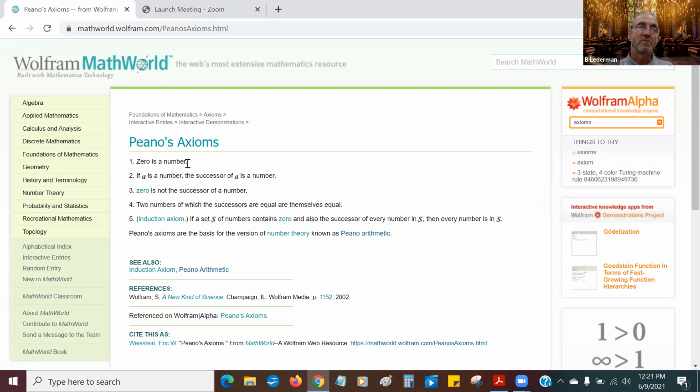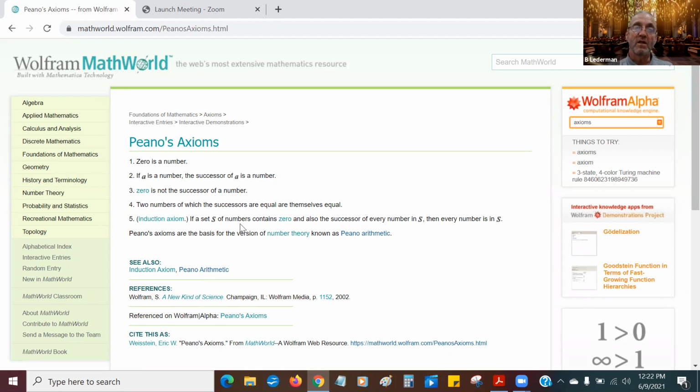Zero is a number. If A is a number, the successor of A is a number. Zero is not the successor of a number. You see how these things are all true. Two numbers of which the successors are equal are themselves equal. That makes sense. And the induction axiom, this is a big one.